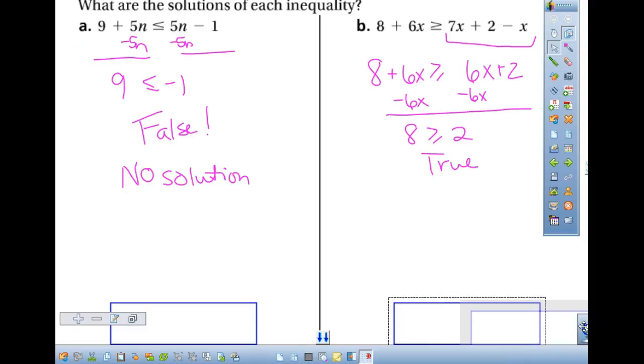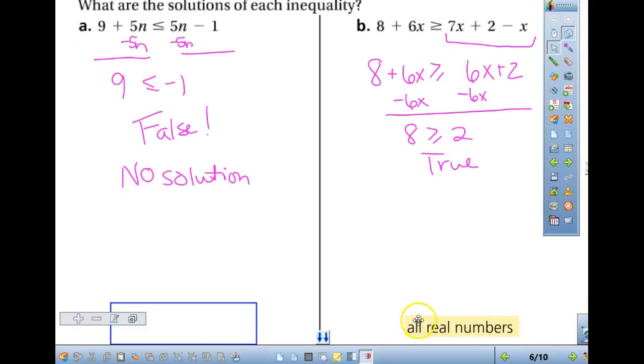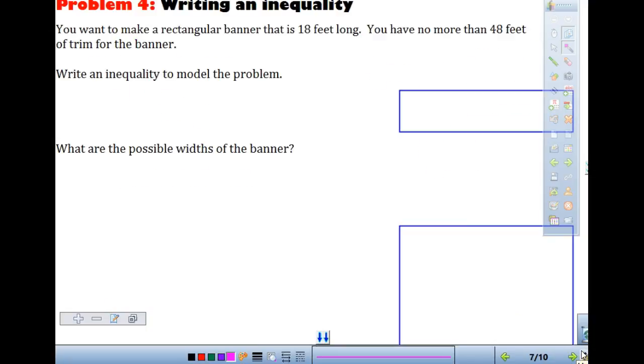Every number that we choose is going to work. How is it equal to 2? It's not, it's greater. It makes the greater part true. 8 is greater than 2. Or greater or equal. It's greater or equal to 2. Yes. Good point. Which leads us into our complex equations, the and and the or. Knowing the difference of an and and an or. Okay?